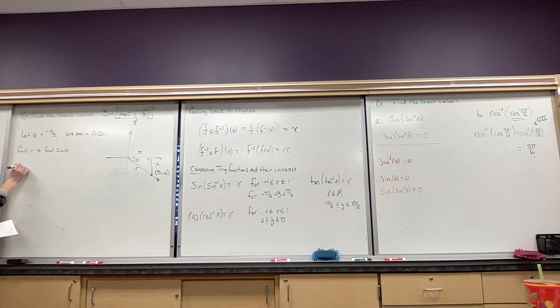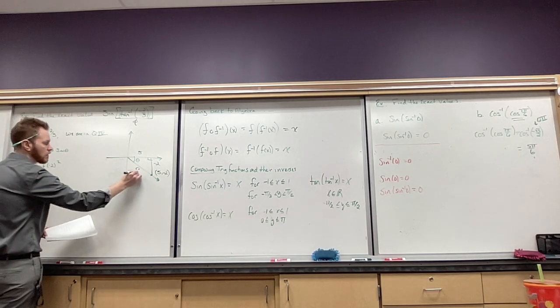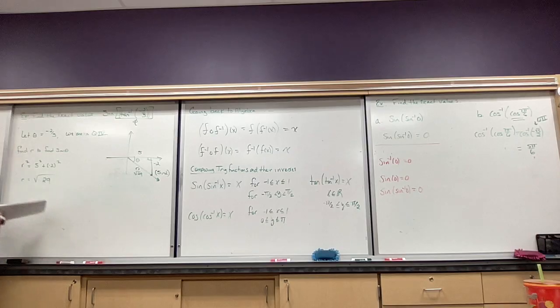So this would be r squared is equal to 5 squared plus negative 2 squared. So r is equal to the square root, so it'd be 25 and 4, so that's going to be 29. And that's as far as that goes. We can't simplify any further. Okay. Now that we have r, we can find sine of theta, and we're pretty much done.